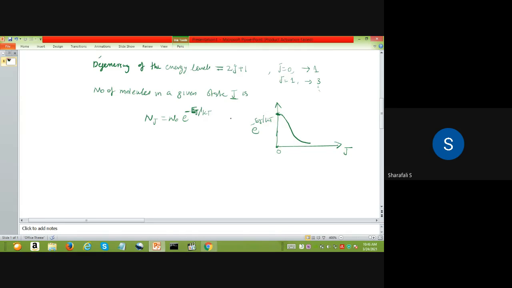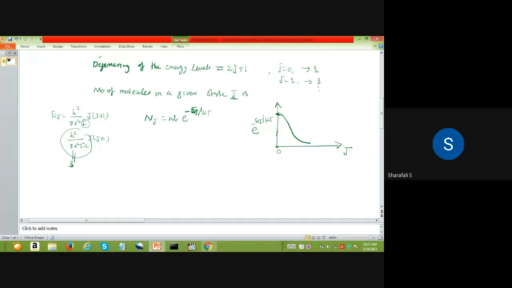Now another factor which will affect this curve is the moment of inertia, because EJ is nothing but h square by 8 pi square I into J into J plus 1. So this moment of inertia will also contribute to this energy. If you represent that in terms of centimeter inverse, then you will have h square by 8 pi square I C into J into J plus 1. So this term is nothing but your B.